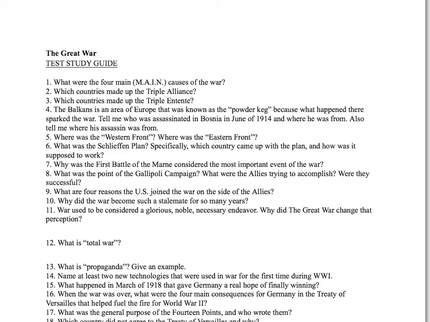Okay. Number 6, what was the Schlieffen Plan? Specifically, which country came up with the plan and how was it supposed to work? Schlieffen Plan. For one thing, just remember the word Schlieffen is a German word. So you need to know it's Germany's plan to invade and conquer France quickly and then hurry back over to fight the Russians. Okay, so Schlieffen Plan is a German plan to fight France and knock them out of the war and then quickly go back over on the Eastern Front and fight Russia.